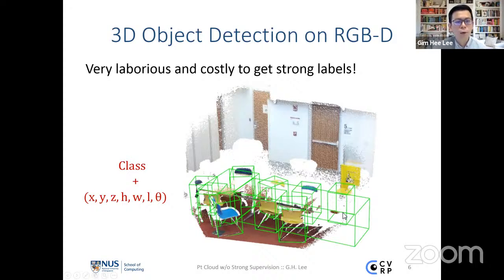And this is a very laborious and costly task to actually get the strong labels. So imagine that you have to get the labelers to manually place all these tightest bounding boxes, and also to identify the 3D objects that are in the scene given this point cloud here. So it's very difficult for non-trained eyes to even detect where these objects are, not to mention placing the bounding boxes correctly around these objects in the point cloud.